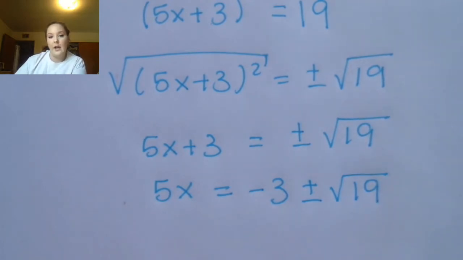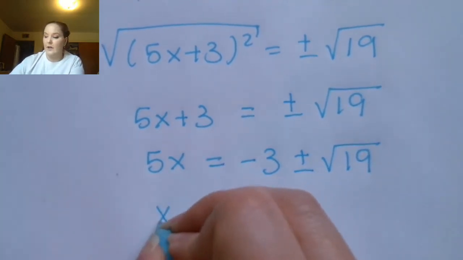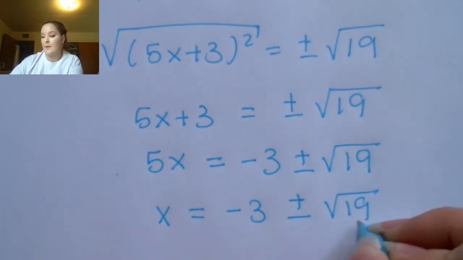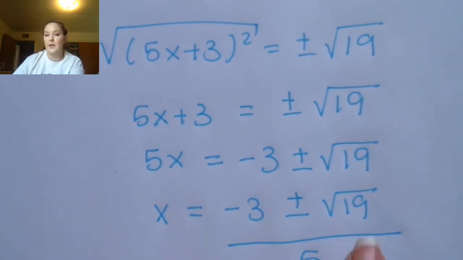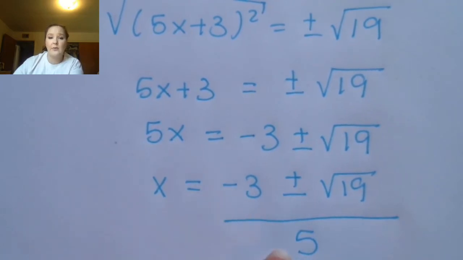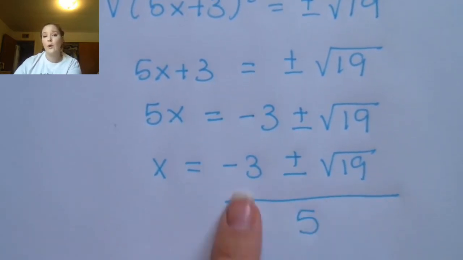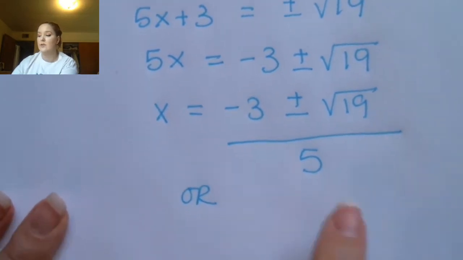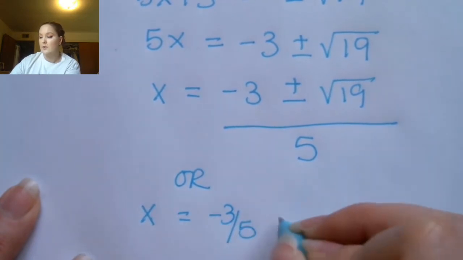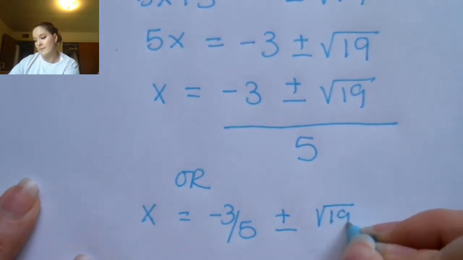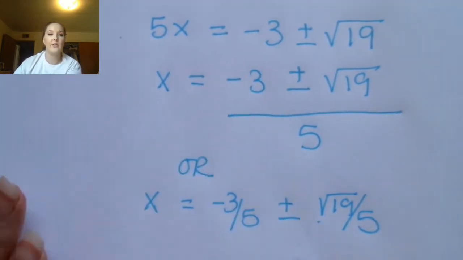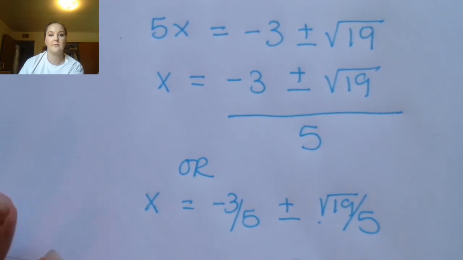And then I want to divide both sides by 5. Now I can't divide root 19 by 5 because they're not like terms. So I could write this as negative 3 over 5 and root 19 over 5, or I could write it like this. So you have two choices. Write it as one big expression, or split it up like this. Both of these mean the same thing, and either of them would give you your two solutions.